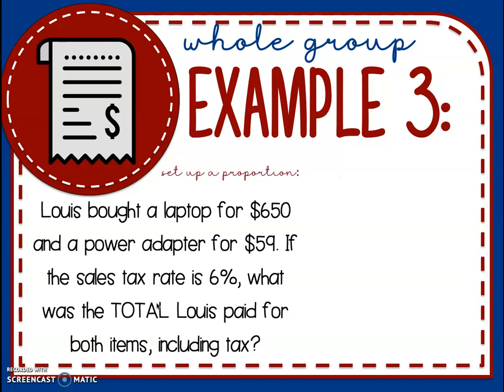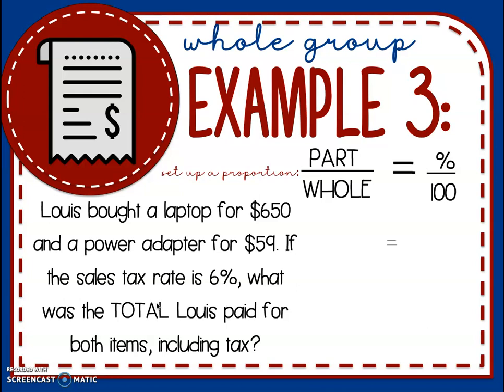Okay, so first things first, we're going to set up our proportion, real world problem. So it's part over whole equals percent over 100. Like I said, to find the whole, our first step is to add 650 plus $59, and we get that his bill is going to be $709. We know this spot is 100 because the percent is always out of 100, and our tax here is 6%, so we're putting our 6 in our percent spot.